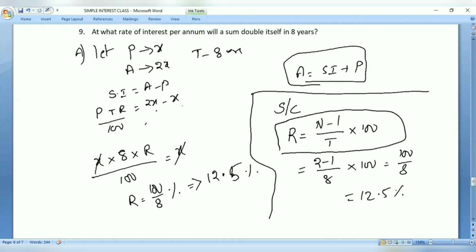At what rate of interest a particular principal will amount or double itself in some years is given. Using this particular shortcut technique, we can solve the questions. Okay. So this is how we will solve the questions based on this simple interest concept.